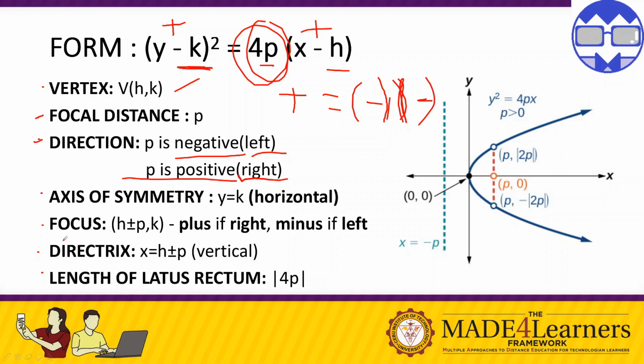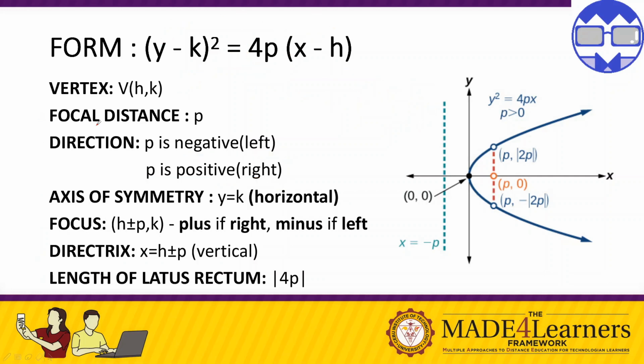So you can observe now that if this is the scenario here, the quantity of y minus k squared equals 4p times the quantity of x minus h, we will realize that the axis of symmetry is horizontal. And again, if it's horizontal, the axis of symmetry is y equals k. And for the directrix, it's vertical.